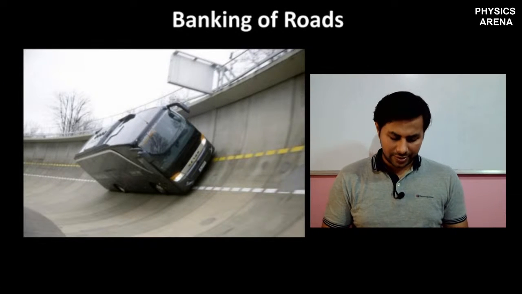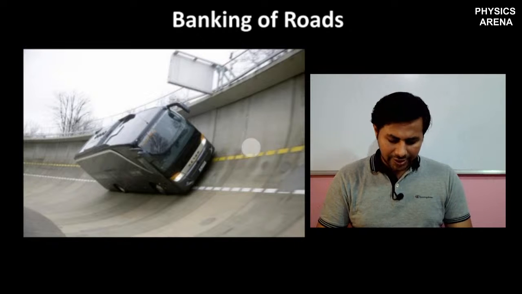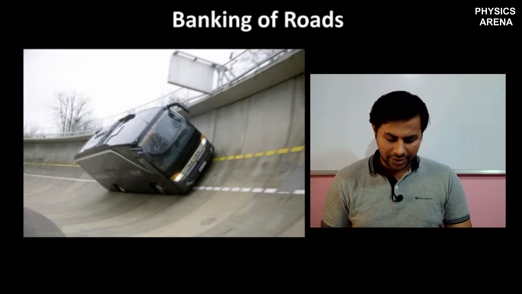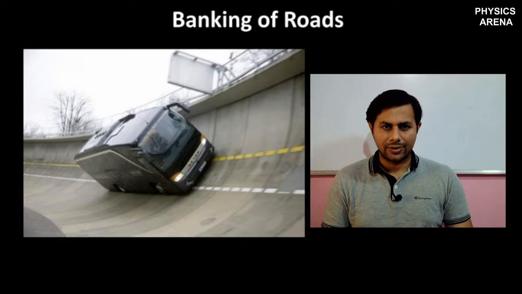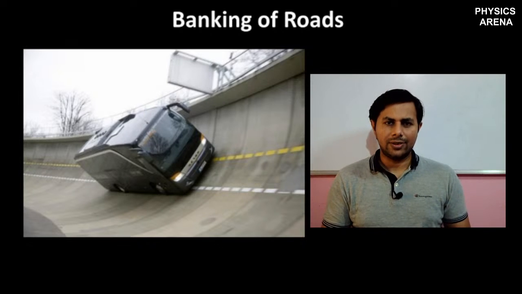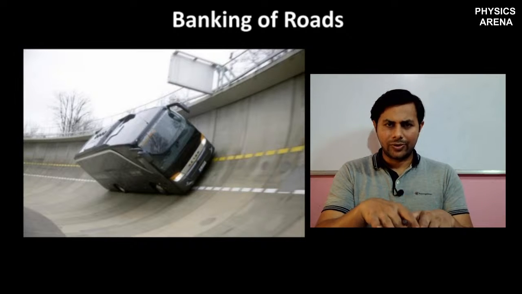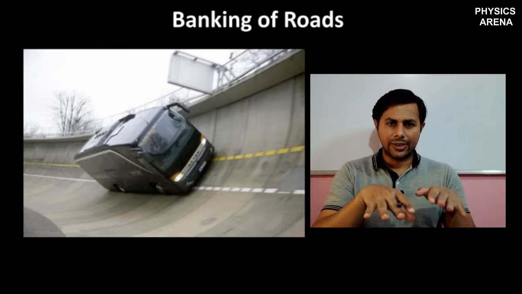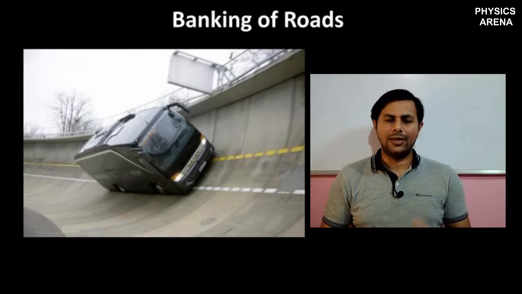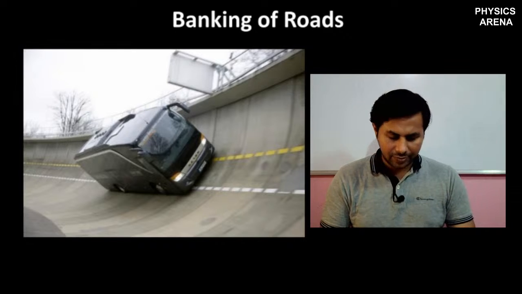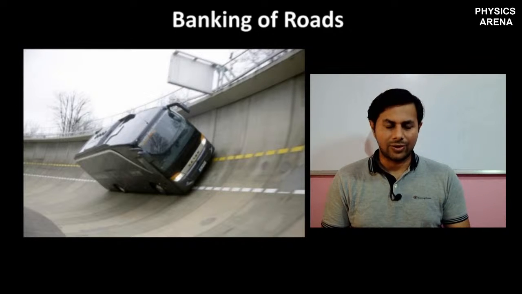And that's why we use a trick. We raise the outer edge of a road with respect to the inner edge at some angle, and this is known as banking of roads. Okay, so in hilly regions you will see that if there is a turn, then the outer edge of the road is raised with respect to the inner edge at some angle, and that is known as the banking of roads. Okay, so as I told, we cannot rely upon the friction.